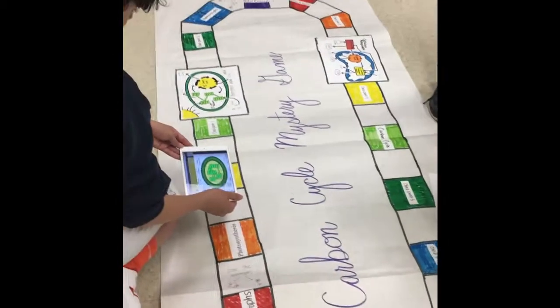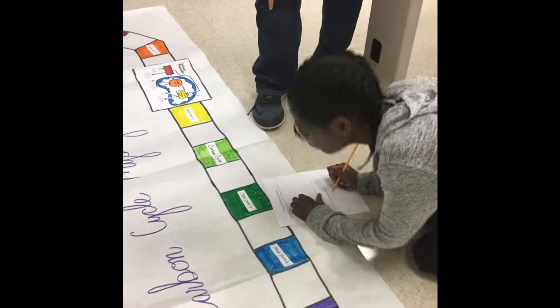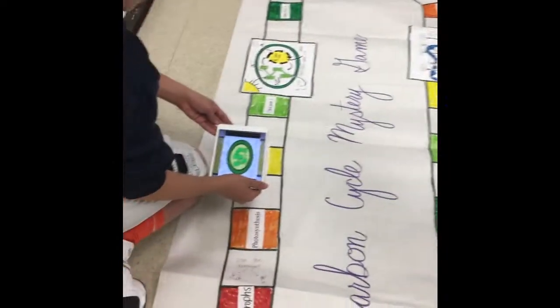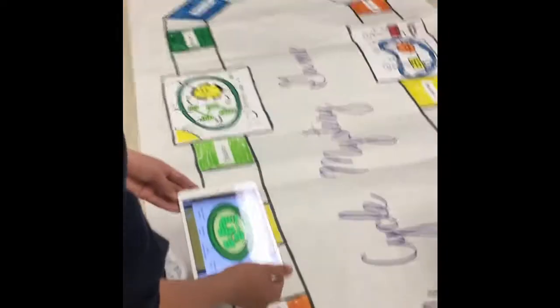Okay, it looks like it's given you a diagram. So let's see, I think it wants you to draw the diagram. Yeah. Looks pretty cool.